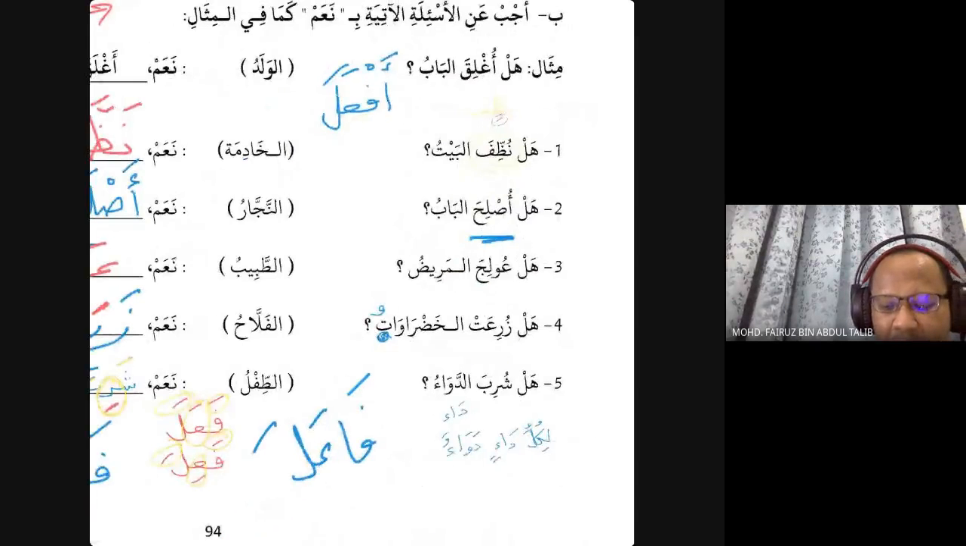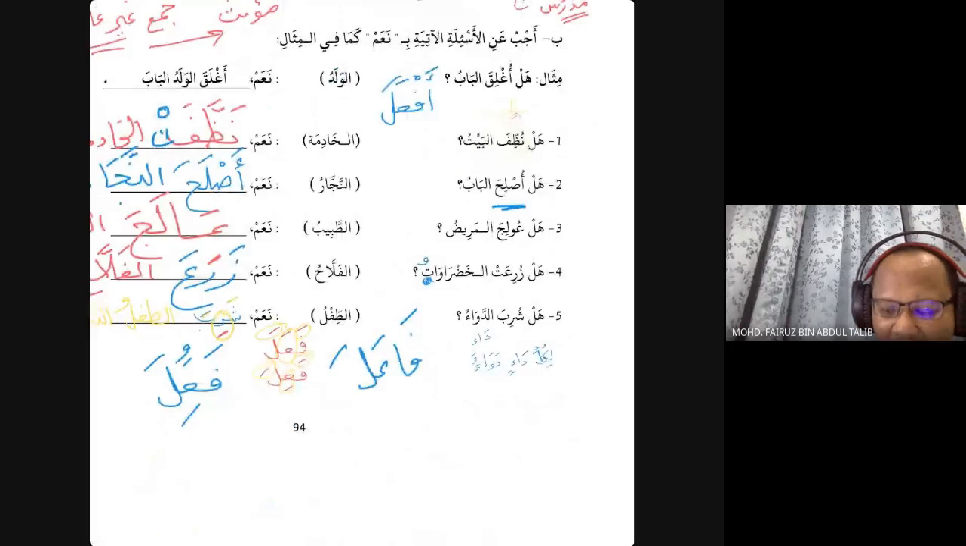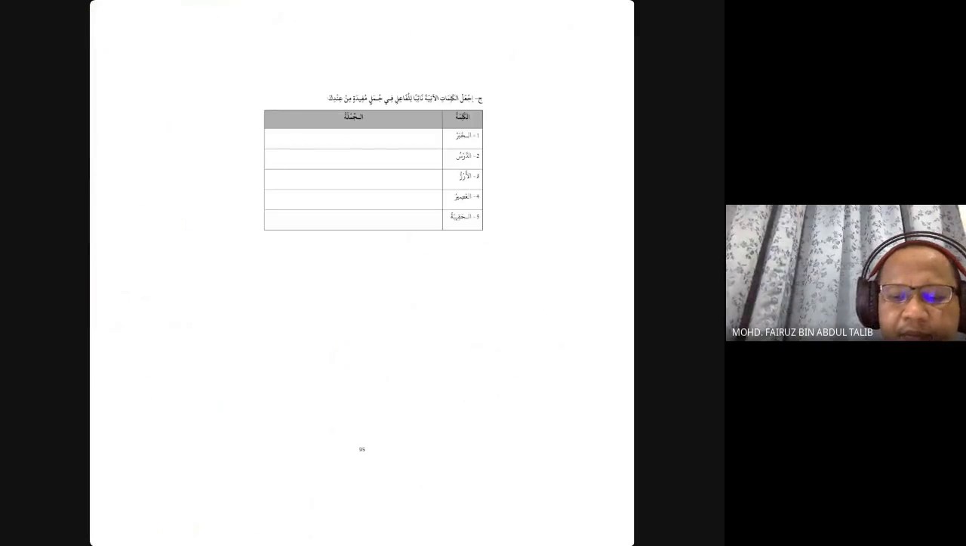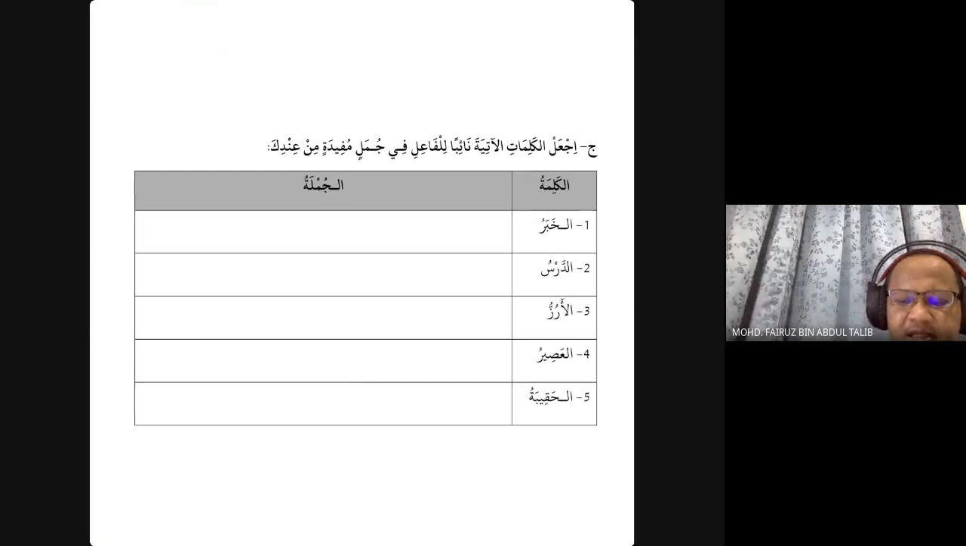Now, this is the second exercise. And now the last exercise, the last exercise for naib al-fa'il. Jim, ij'al al-kalimat al-atiya naiban lil-fa'il. So you make the following words as naib lil-fa'il, fi jumal mufida, in sentences of your own, min indika. So make this naib al-fa'il.